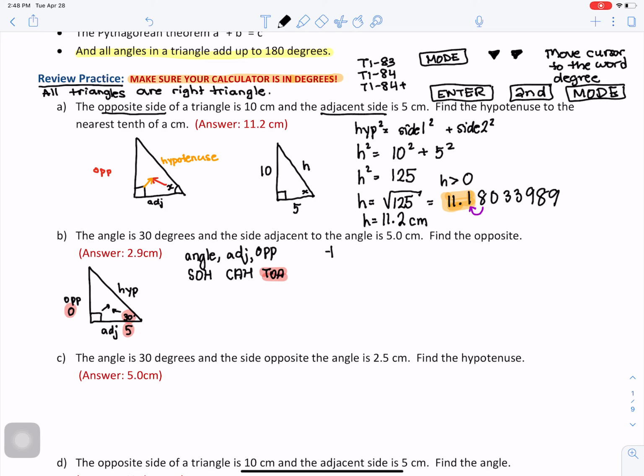So what we're going to do is write tan of my angle. So when I have a 30-degree triangle, the tan of that 30 degrees is equal to the opposite side divided by the adjacent side. And I want to solve for O, so I'm going to multiply both sides by 5. So 5 times tan of 30 is equal to my opposite side. I'm just going to write OPP so it doesn't look like 0.